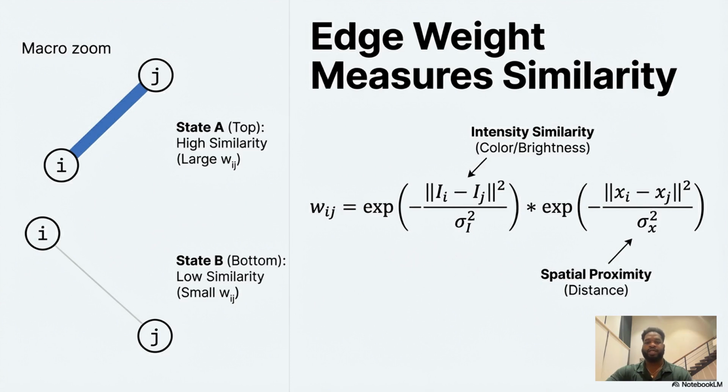But here's the really key part. Those connections have different strengths. The more similar the two pixels are, in color or how close they are, the stronger their link. So a blue pixel right next to another blue pixel, that's a super strong link. But a blue pixel next to a red one, that's a very, very weak link.